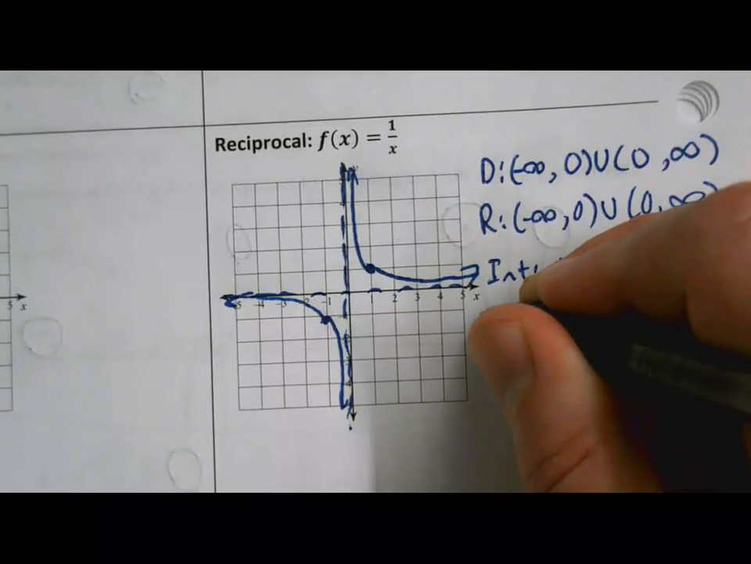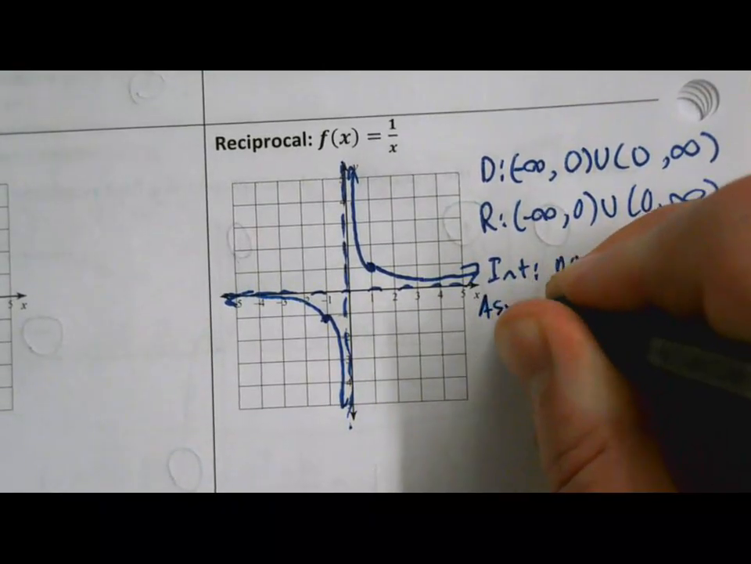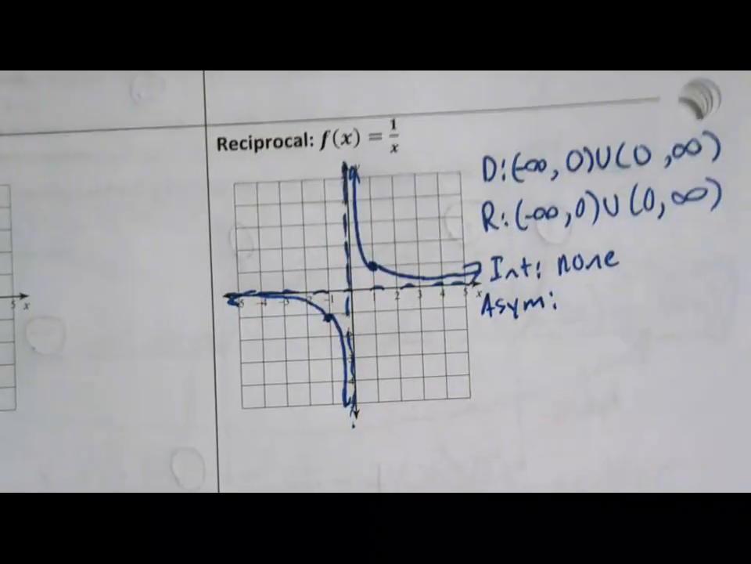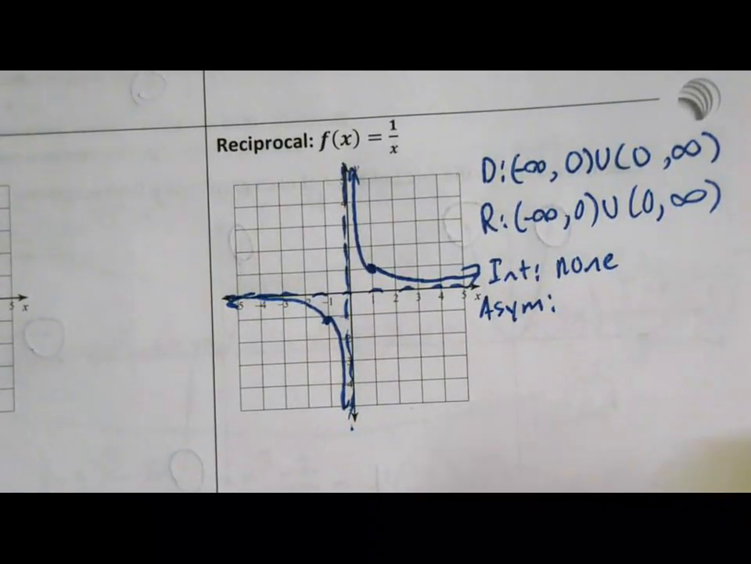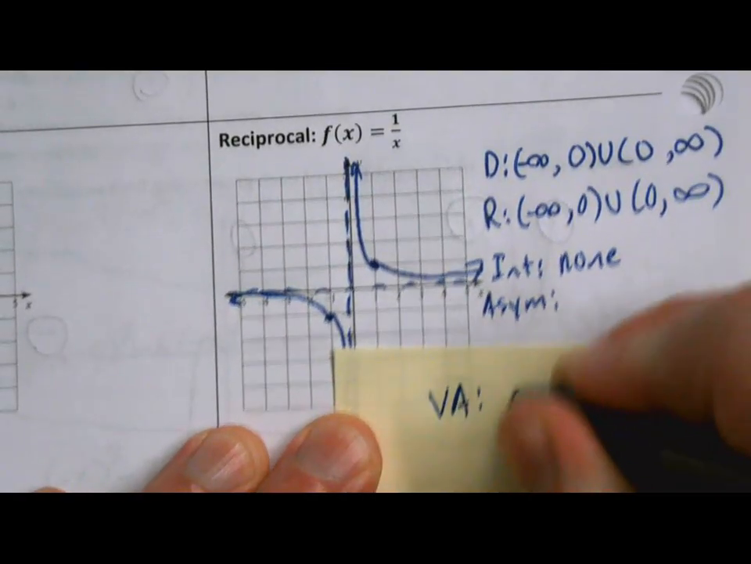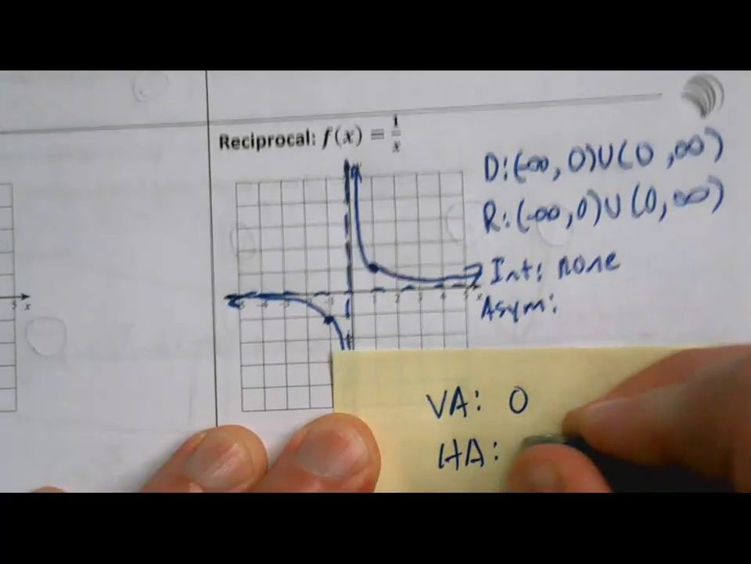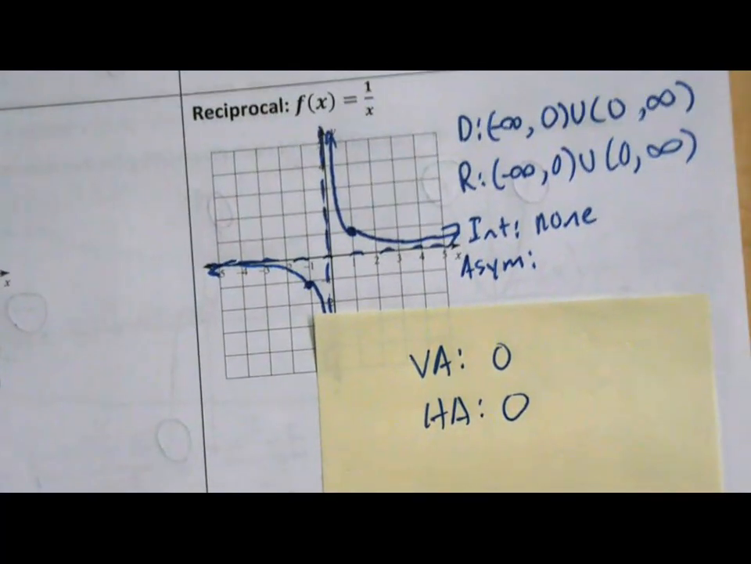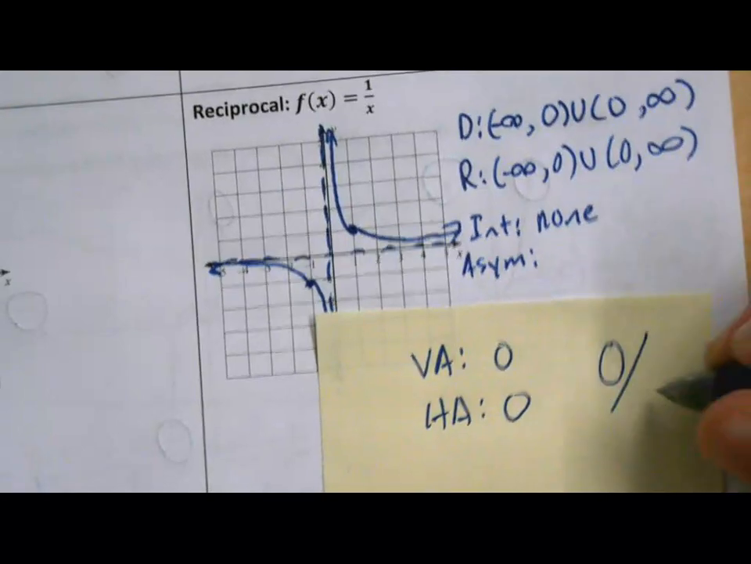What's next? Asymptotes. Let me show you how to lose some points on our next test. Vertical asymptote, 0. Horizontal asymptote, 0. Your point value for this problem, 0.